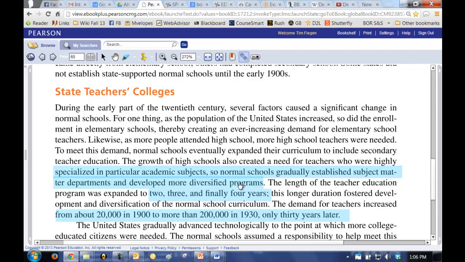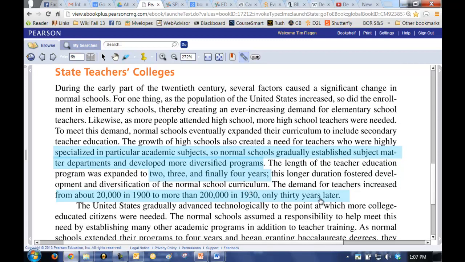And the growth of high schools all created a need for teachers who were highly specialized in their subjects. And that's the difference. Our elementary teachers' specialty is teaching methods, and in high schools, you're an expert in your subject. And the length of the teacher program expanded from 2, then 3, then finally 4 years.